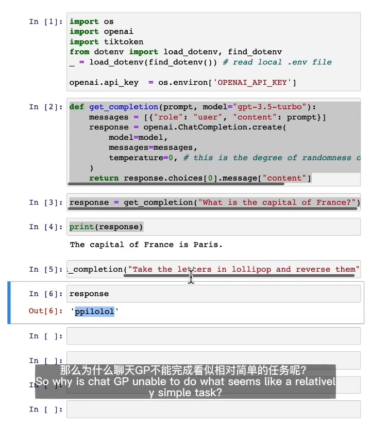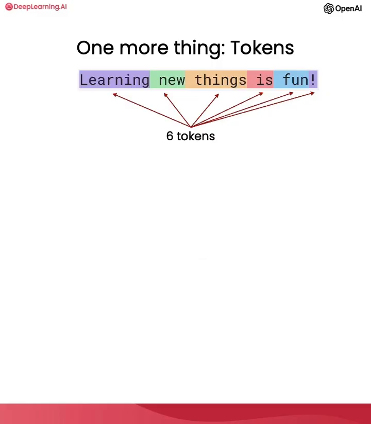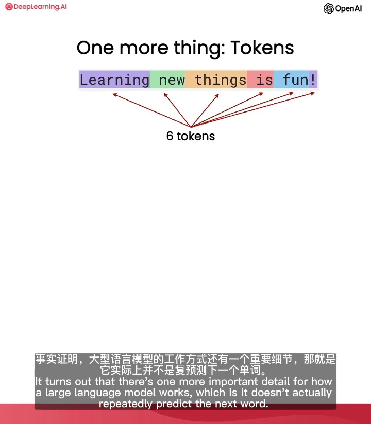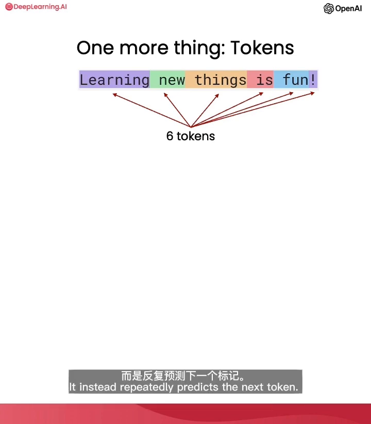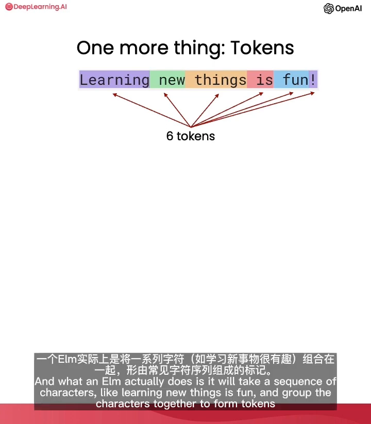So why is ChatGPT unable to do what seems like a relatively simple task? It turns out that there's one more important detail for how a large language model works, which is it doesn't actually repeatedly predict the next word. It instead repeatedly predicts the next token. And what an LLM actually does is it will take a sequence of characters, like learning new things is fun, and group the characters together to form tokens that comprise commonly occurring sequences of characters.